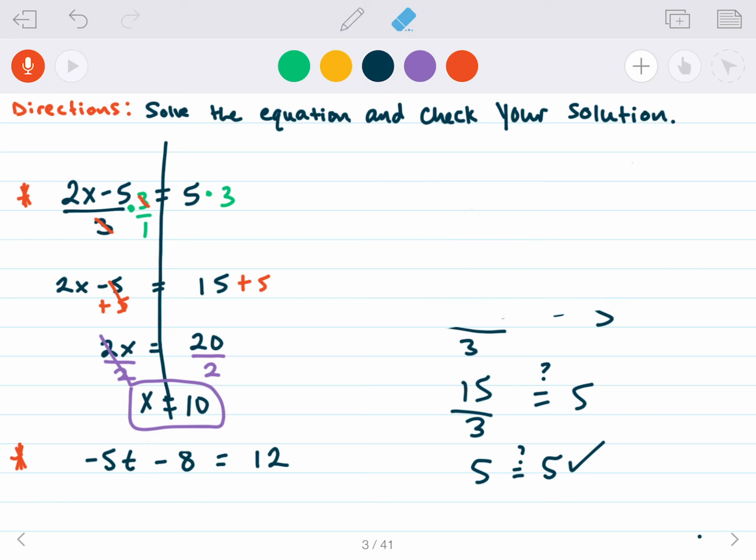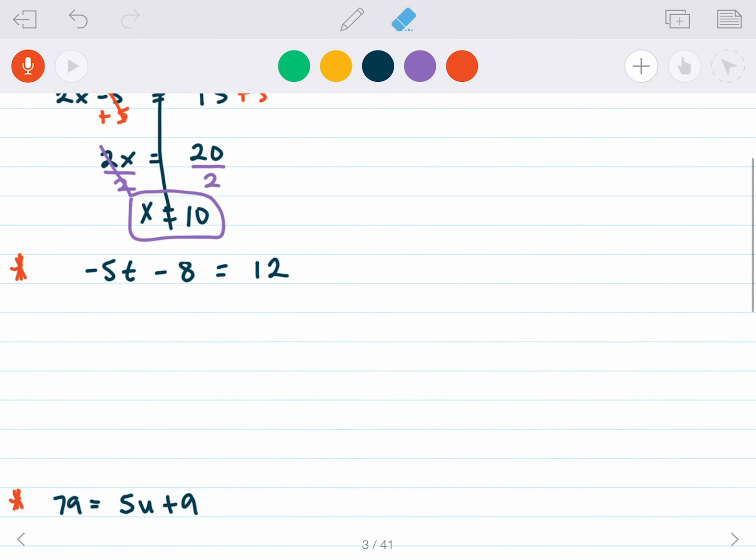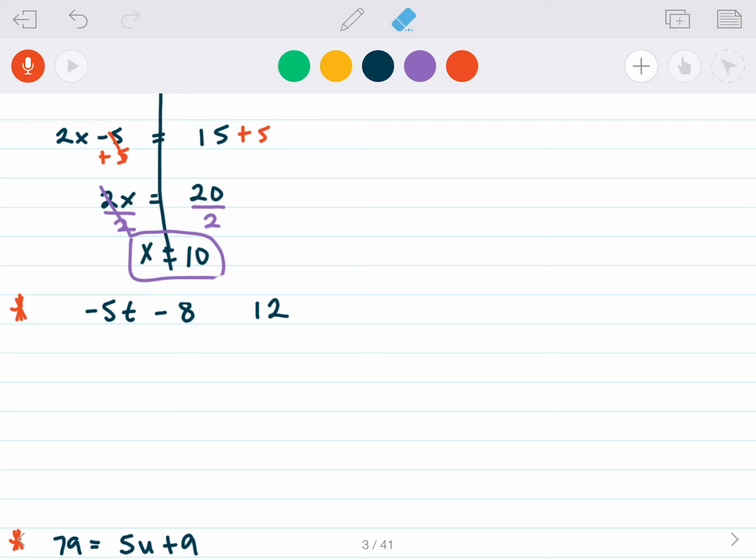Let's do another one. So we have negative 5t minus 8 equals 12. I'm going to start by drawing a line through my equal sign. And my variable this time is t. So I'm going to be working on the left side. And I want to get rid of subtraction by 8 and multiplication by negative 5. So what's happening furthest away from t is subtraction by 8. So I'm going to get rid of that first. How do I undo subtraction by 8? I want to add 8 to both sides.